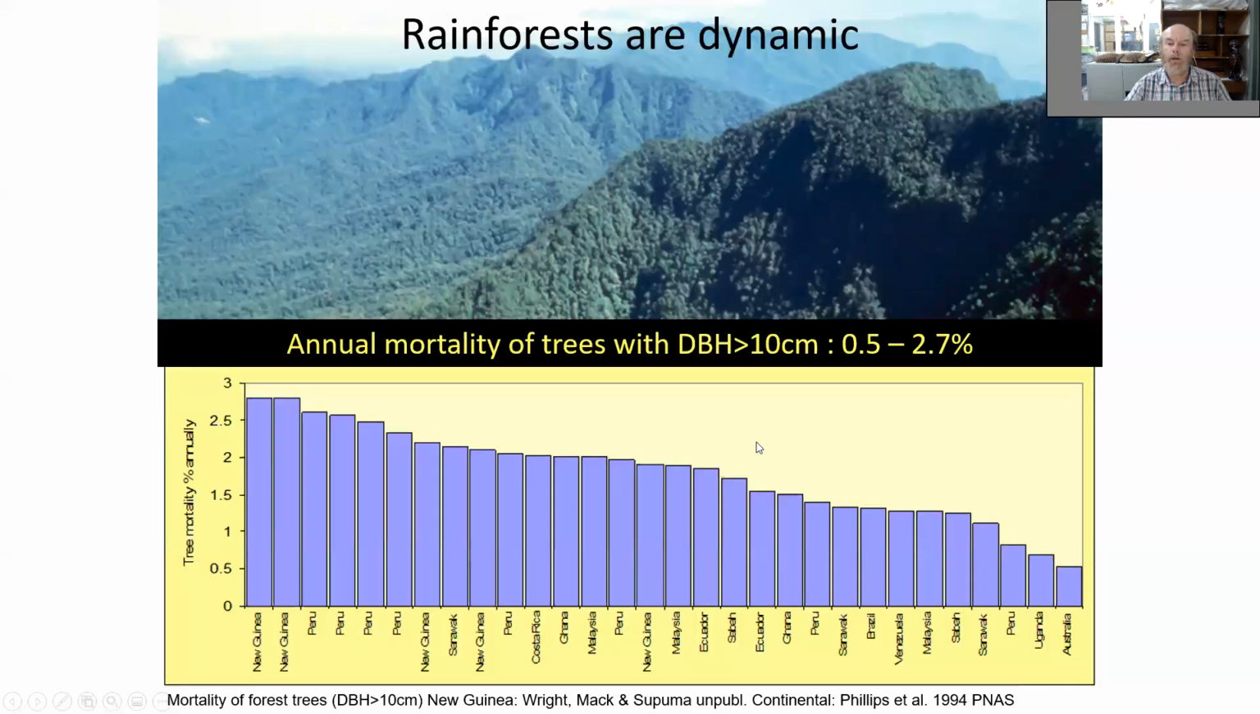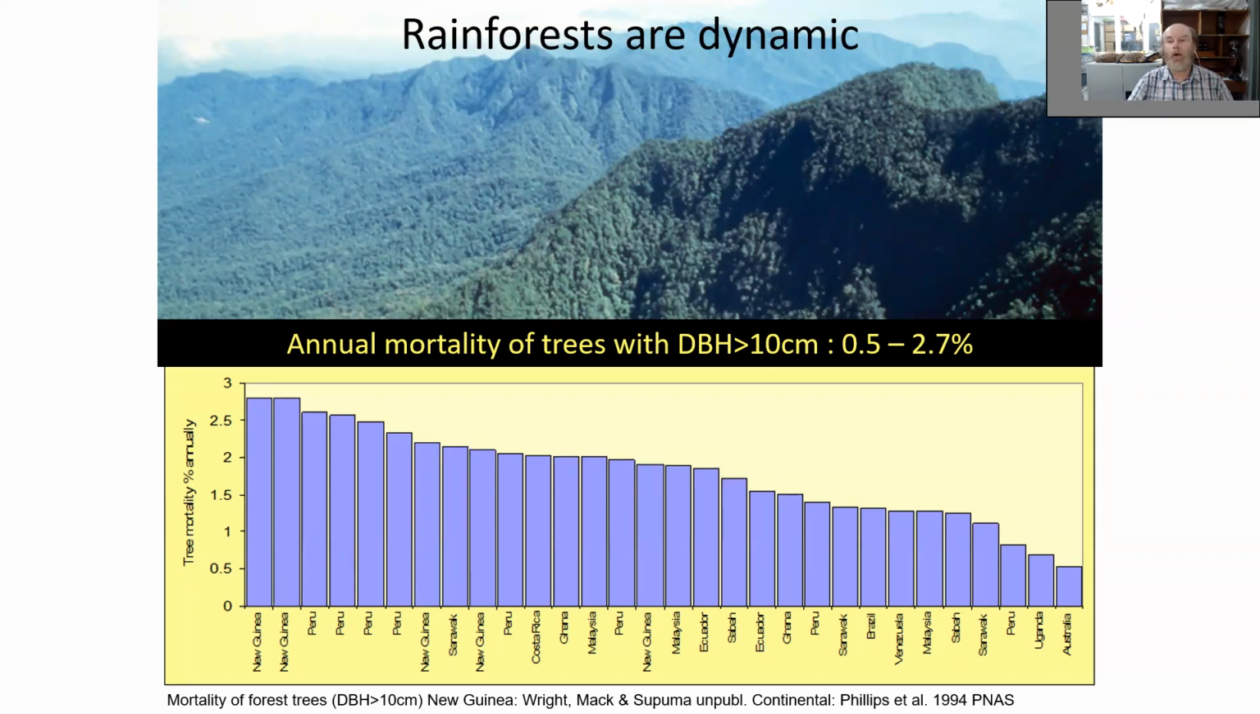Now, how important is disturbance in tropical forests? Some people might think of majestic tropical forests being always there, very stable ecosystems, ancient trees. That's actually not mostly the true picture of the forests. Typically, rainforests are quite dynamic. Their annual mortality, when we talk about mature trees, technically, let's say trees at least 10 centimeters in diameter, is between 0.5 and let's say 2.7 or maybe 3%.